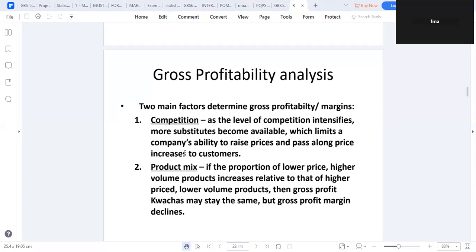So the two factors that determine gross profitability, number one, competition. As the level of competition intensifies, more substitutes become available, which limit a company's ability to raise prices and pass along the prices to customers. Okay. Then we have the product mix. So if the proportion of lower price and high volume products increases relative to other price products, then the gross profit will remain the same.